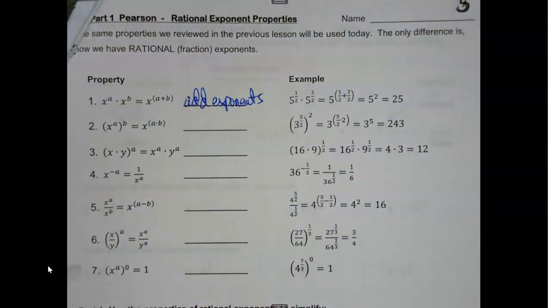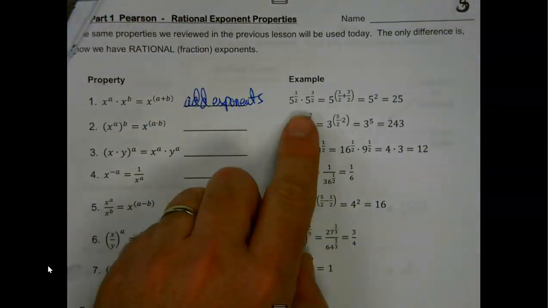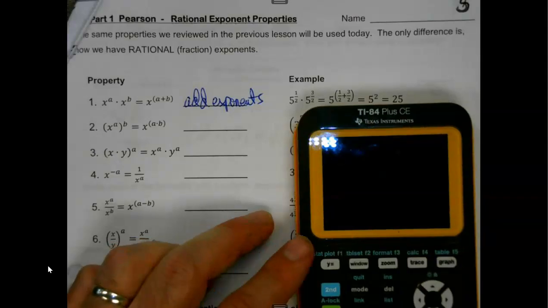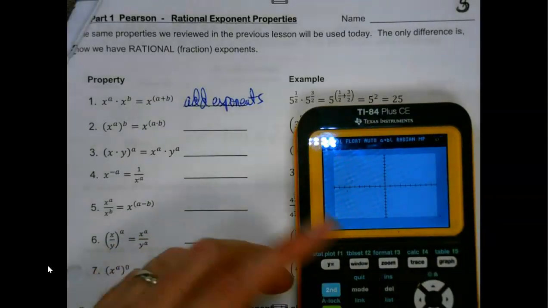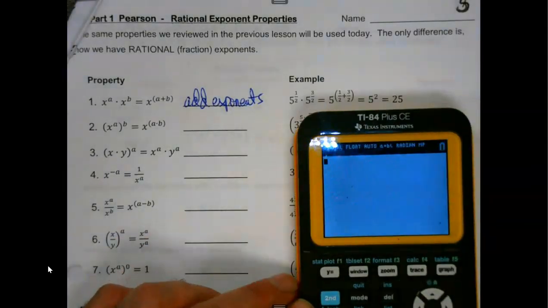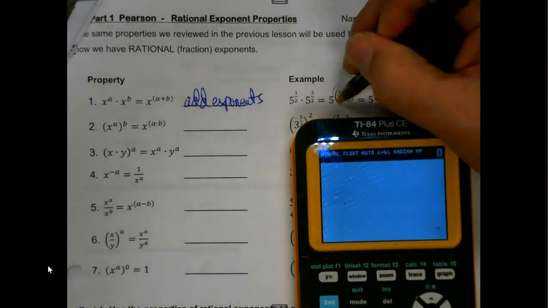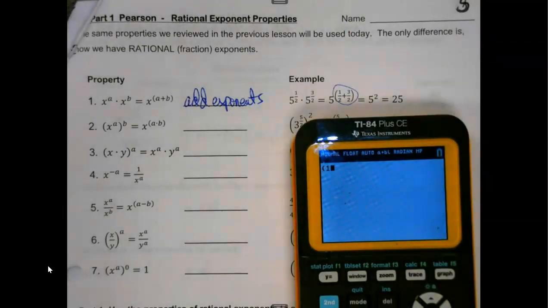the exponents. So if I get something that looks kind of nasty like 5 to the 1/2 times 5 to the 3/2, check this out. Well, don't check out that graph. We don't need it. I'm not going to plug the 5 in. The only part I'm going to concern myself with is the exponent.